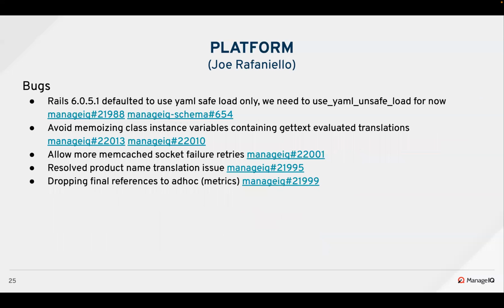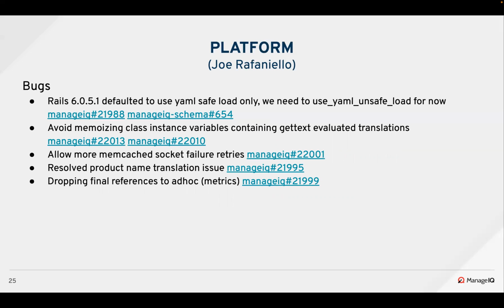Okay, so for bugs, Adam and I fixed some issues around the Rails 6.0.5.1 upgrade as it changed the default behavior of YAML load to use safe load only. So we had to temporarily use YAML unsafe load. Melody and I fixed a few locations.